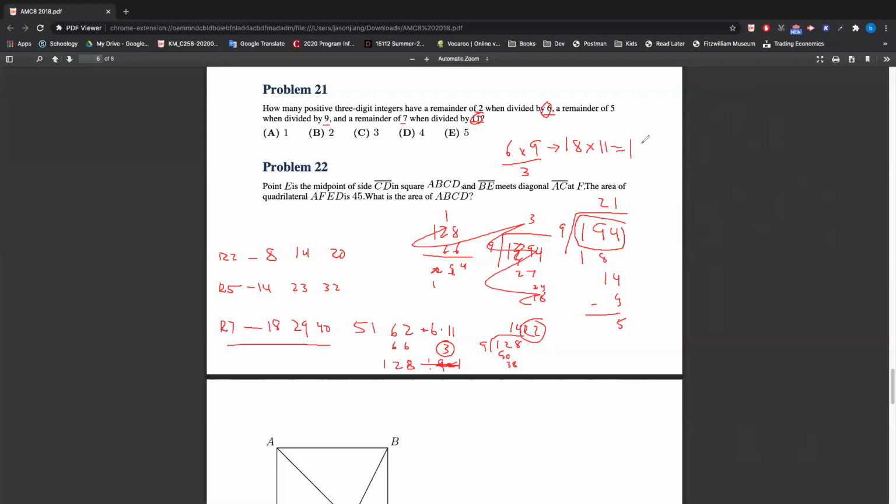multiply, 198. So we just have to figure out how many 198s we can add, right? So we can add it one time. We could add it twice. We could add it 3 times. Oh, that's not right.